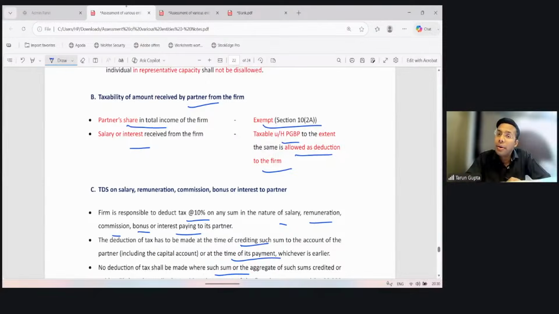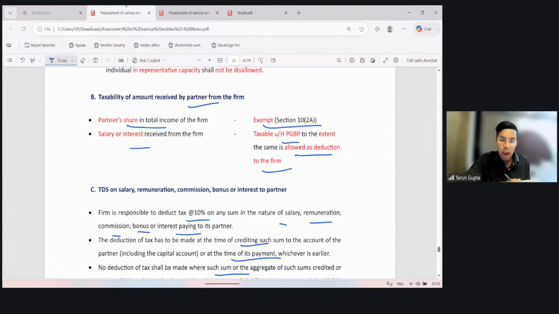Then taxability of partner. The share of profit in the firm is exempt in the hands of the partner. Salary and interest shall be taxable under PGBP only to the extent to which it is allowed in the hands of the firm. No double taxation.